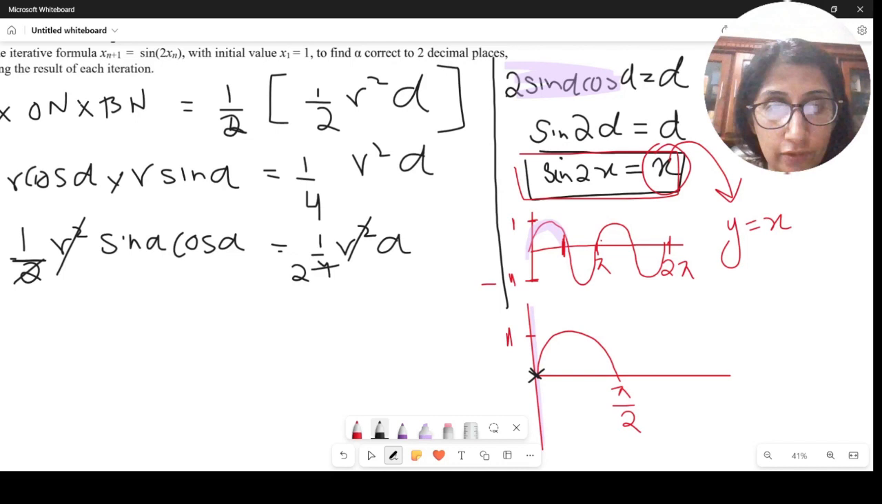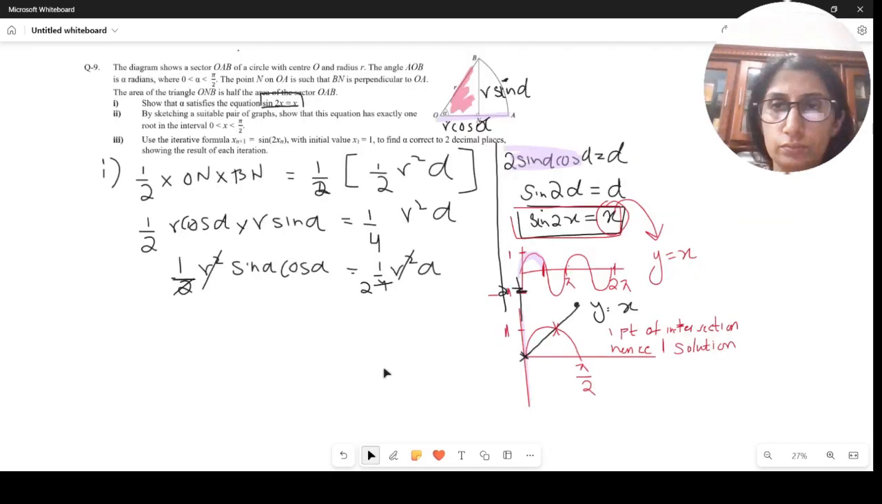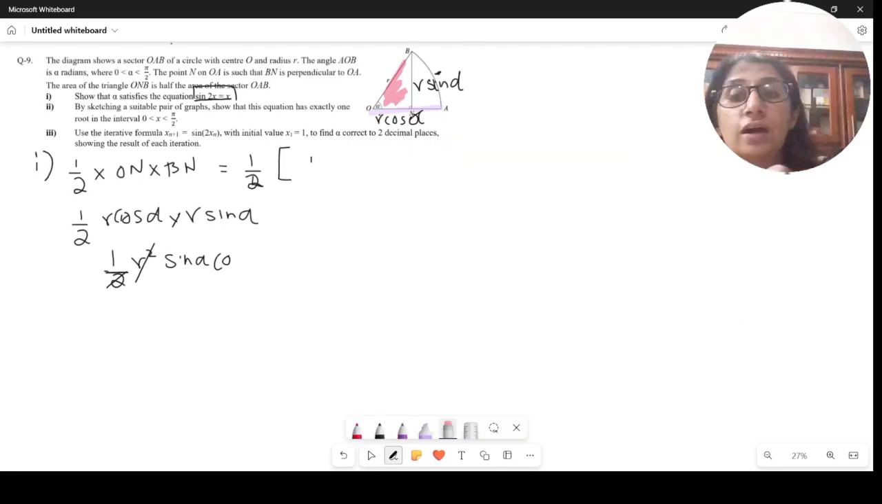Next part is: use the iterative formula x n plus 1 equals sin 2 x n with initial value x equals 1 to find alpha corrected to decimal places, showing the result of each iteration. So now we're going to press 1 and equals in the calculator so that 1 gets saved in the answer key. You have to properly show the very first iteration. So you have to show x2.